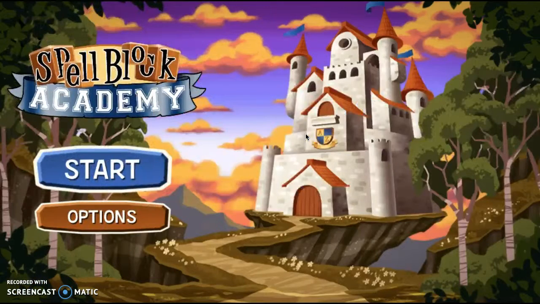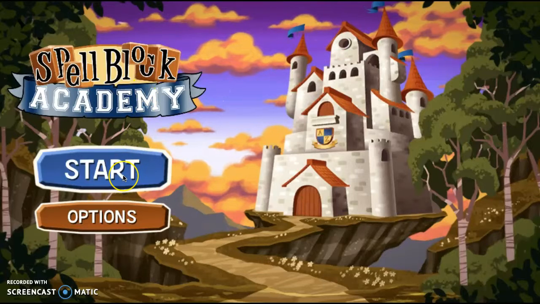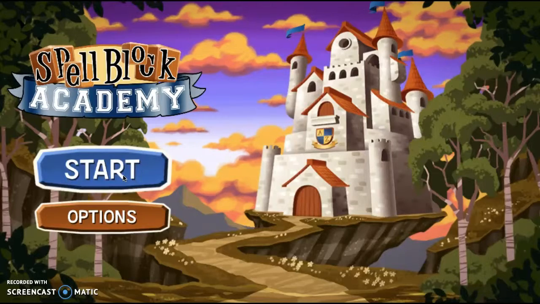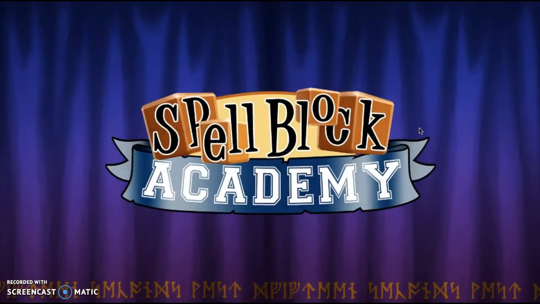So today I'm going to be doing a walkthrough of Spellblock Academy, which is a game on the ABC educational website. I'm going to be talking about its purpose, its effectiveness, and basically how the game works. So we'll start with how the game works.